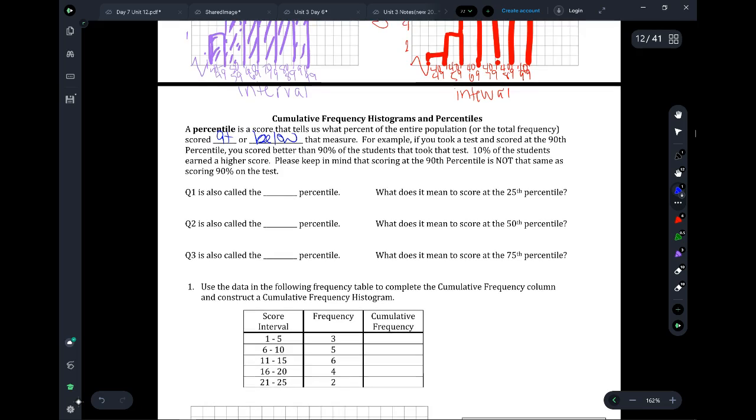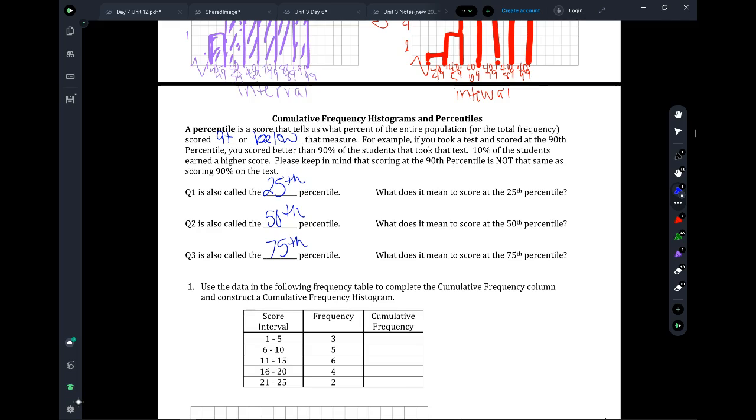So if I say something like the 25th percentile, that is what we used to call our Q1, and it still is. Our first quartile is the 25th percentile. Q2 is the 50th percentile. That's the middle, the median. And Q3 is the 75th percentile, so that 75% of the data is at that point or below.